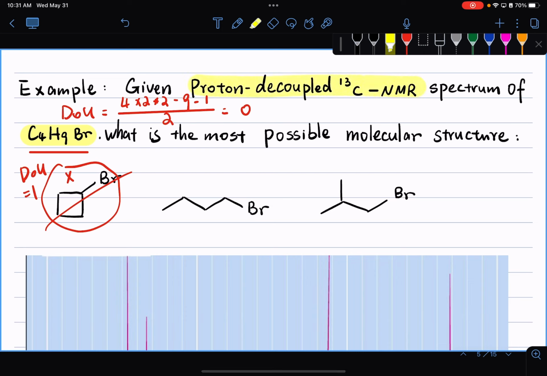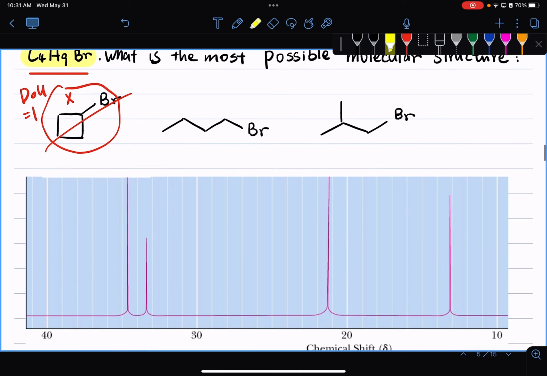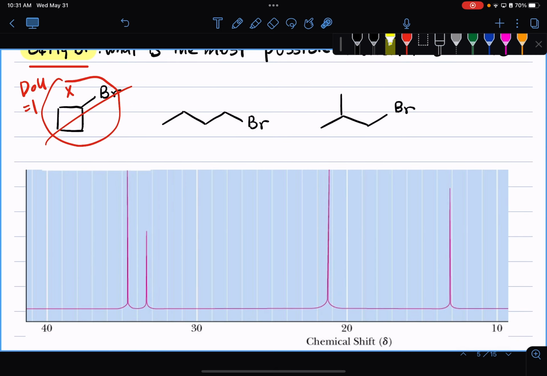It's a proton decoupled carbon-13 NMR, so it is all singlets. Now we look at these singlet peaks. How many peaks are there? The most important message we can get is the number of peaks of this molecule. Now if we look at it, we have a total of 4 peaks.